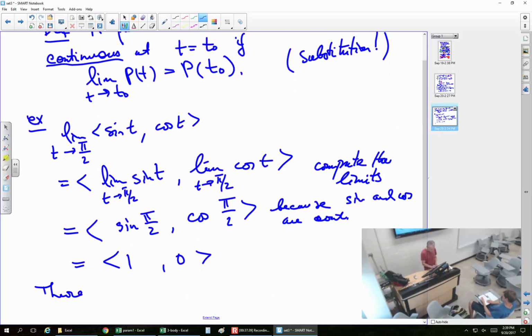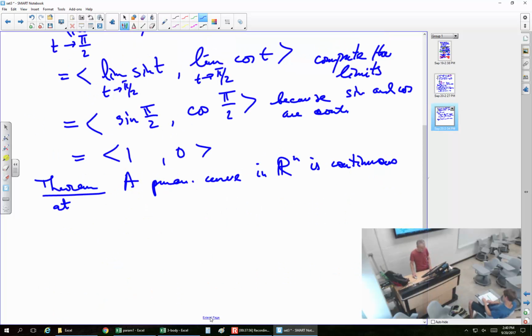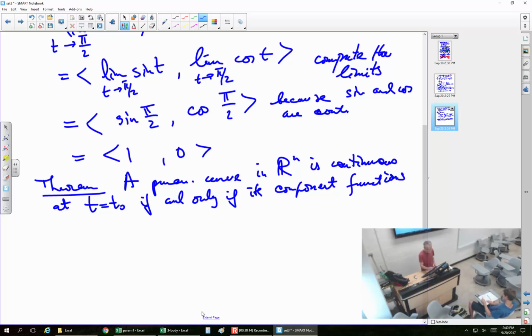So, theorem: a parametric curve in R^n is continuous, once again, I want to do it one point at a time, just the way it was done in calculus 1, if and only if its component functions of one variable are continuous at t equals 0.